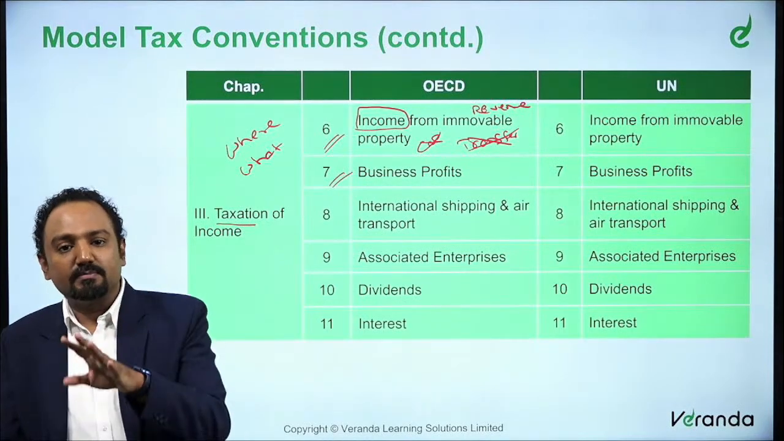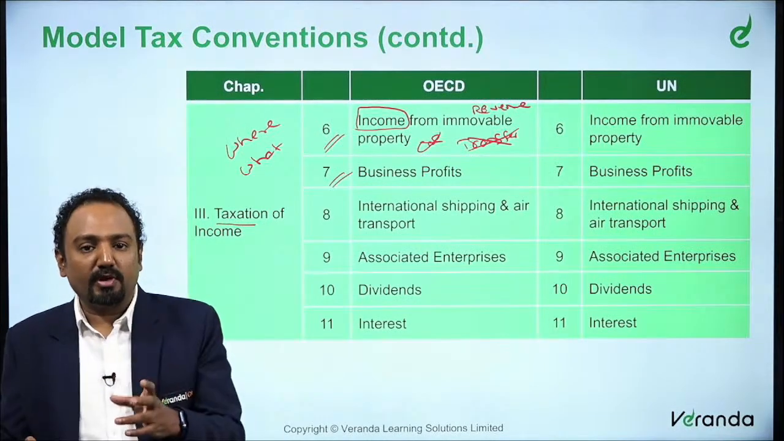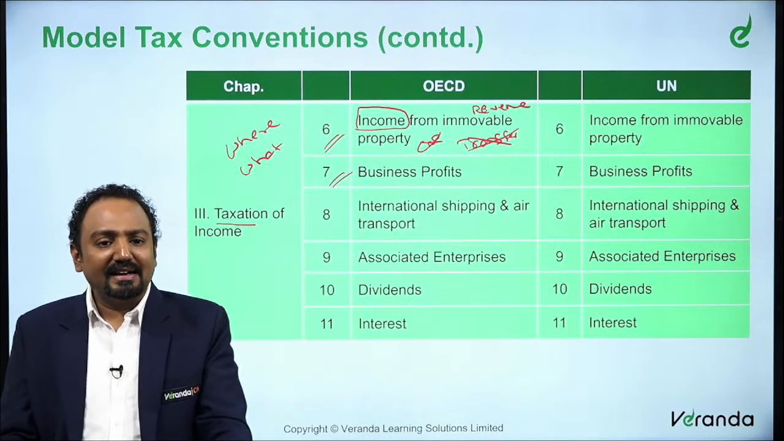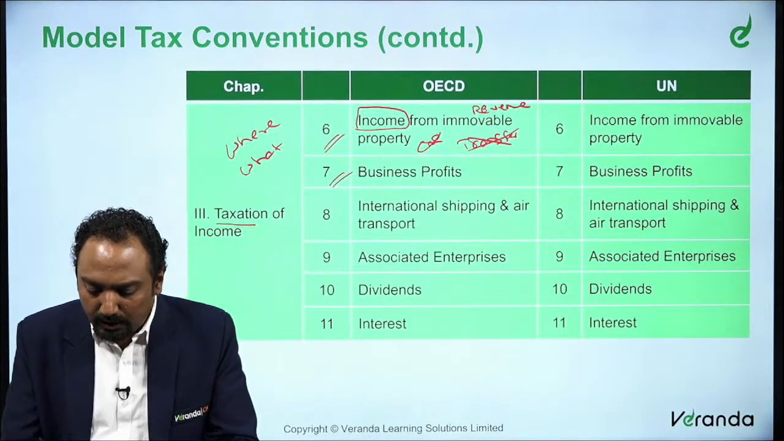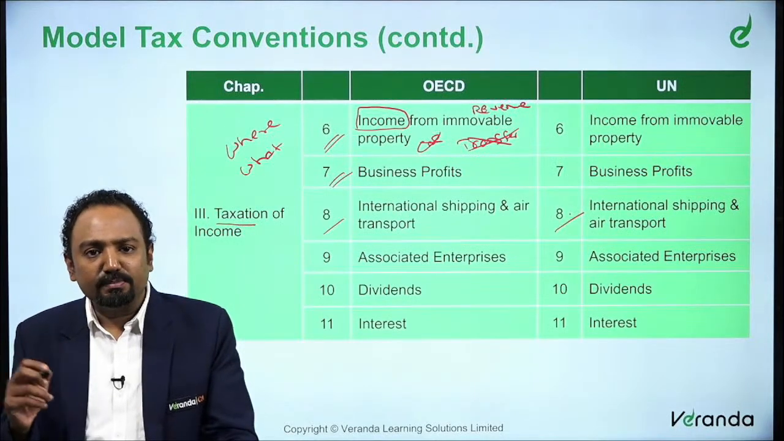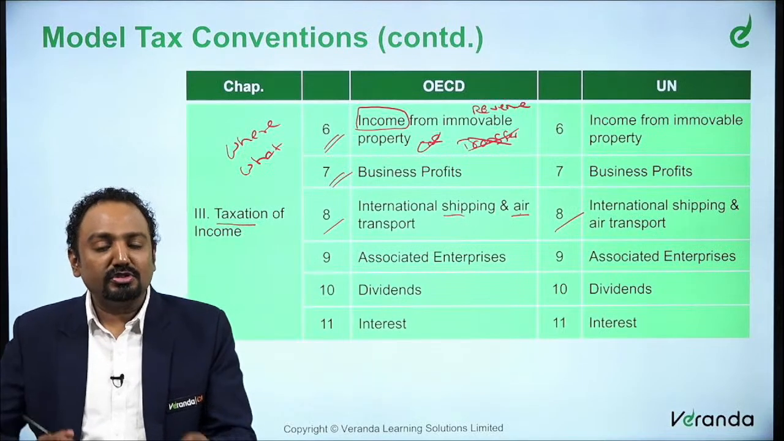Where should that income be taxed? At what rate, or whatever. So that's what is discussed in this business of profit. We'll see this also briefly in a subsequent slide. And then Article 8, in both OECD and UN, is about international shipping and air transport. So it is both ship and air that we are talking about.